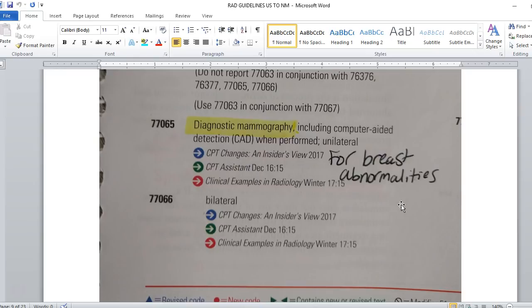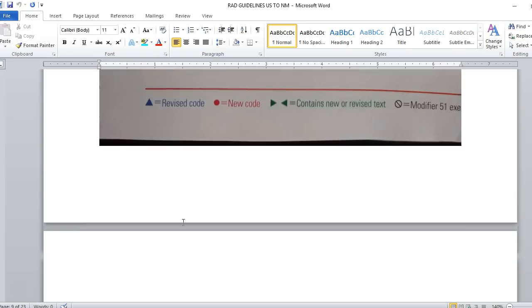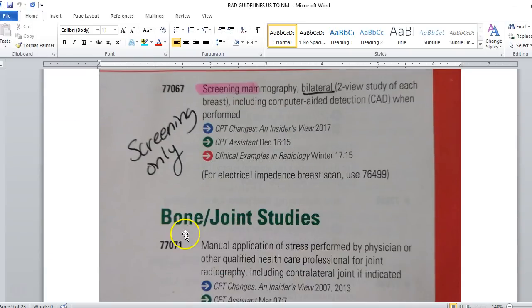So this is different from the screening. And again, usually what happens is the woman gets a screening first, then she does the diagnostic either later that day or at another time. So again, unilateral, we use RT and LT. If we're doing a bilateral diagnostic mammogram, we just use 77066, no modifier. However, on the top of the page, 77067 is the screening mammogram, and it's bilateral, okay?